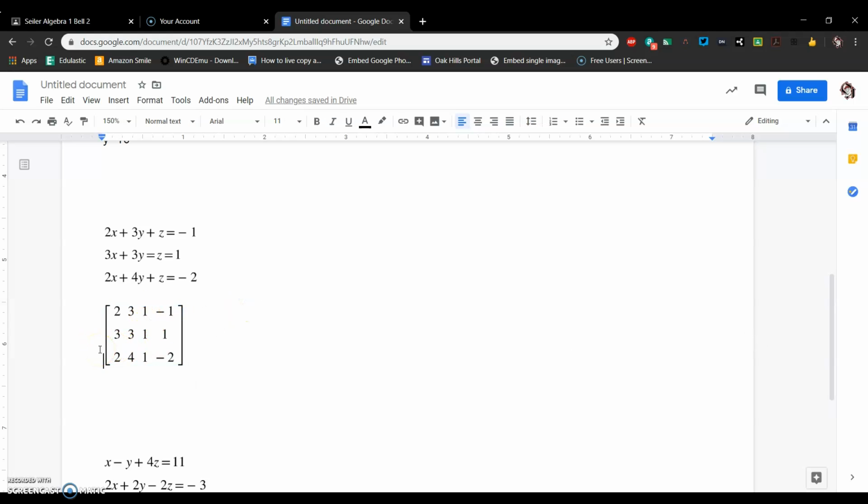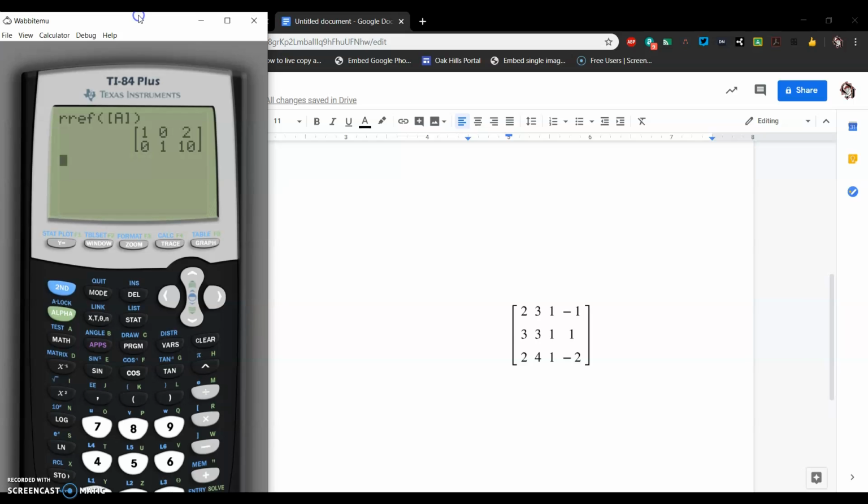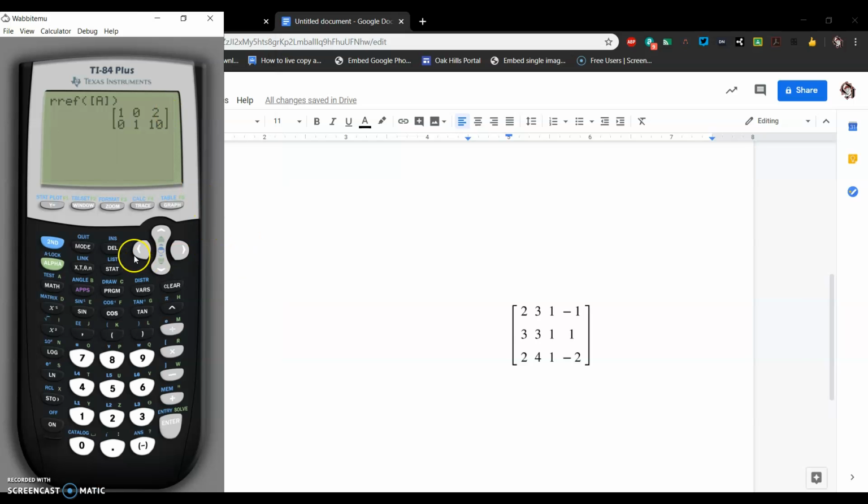Now to make this easier for the calculator, I'm going to move this over here so I can keep the calculator on the left-hand side the whole time. I think that'll make it a little bit easier. So now to create this matrix, go back to our matrix menu, edit. The matrix this time is a 3 by 4. And I've got 2, 3, 1, -1. 3, 3, 1, -1. And 2, 4, 1, -2.